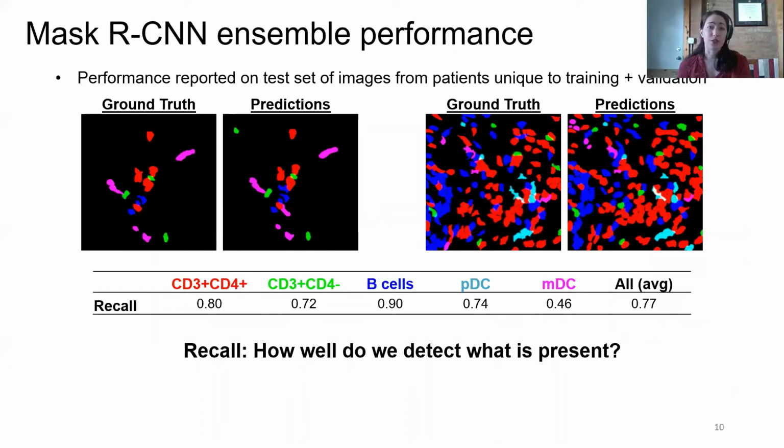So now we want to look at performance on an independent test set. So these patients are unique to the patients that were in the training and validation set. And so you can see 2 examples here of the ground truth provided by the human and the predictions provided by the network. I've kind of strategically picked 2 images, one that's less dense and one that is very dense with lymphocytic infiltration, because most traditional computer vision methods are not great at detecting cells in crowded regions.